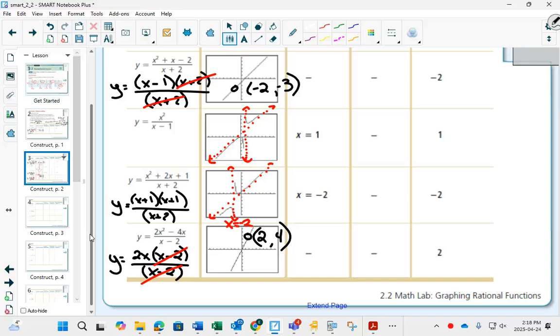So for group 1, we just learned how to find a hole in a graph. A graph has a hole if a non-permissible value factor cancels out and goes away. But it's still a non-permissible value, so we show it as a hole in the graph.